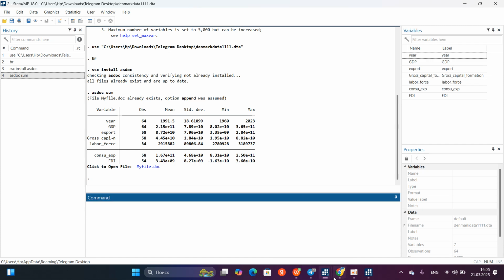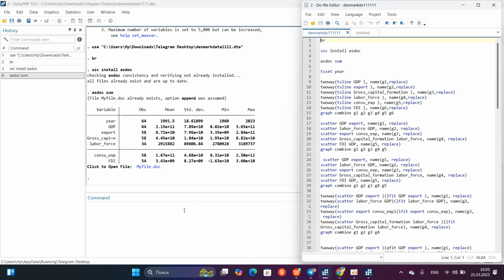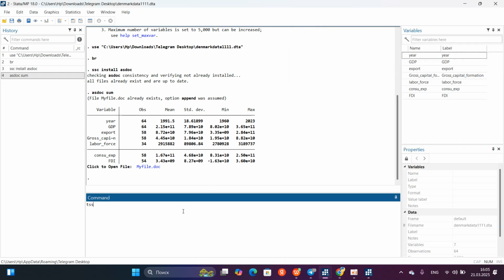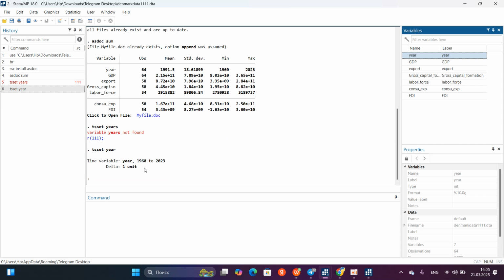And the next command that I want to do is tsset years, in order to see what years we need to cover and what years we are doing research on. If you write it in the wrong way, Stata cannot read it, so put it here, and here you can see the time variable from 1960 to 2023 and delta 1 unit.